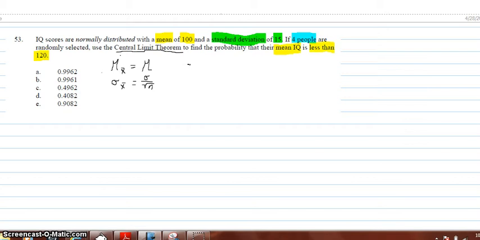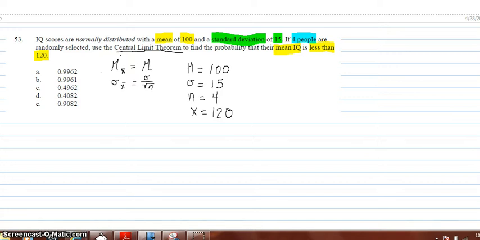Although I've highlighted what we need, I'm also going to write it down so we can look at it. We have a mean of 100. We have a standard deviation of 15. We have our n equaling 4 because we had 4 people. And then we also had our x equaling 120 because we want a mean less than 120.